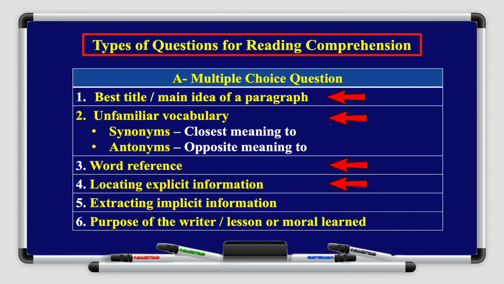Number 4, locating explicit information means that the information I want is easy to look for. Number 5, extracting implicit information means you have to think of the answer. Number 6 is what is the purpose of the writer? What is the lesson that you've learned through this reading?